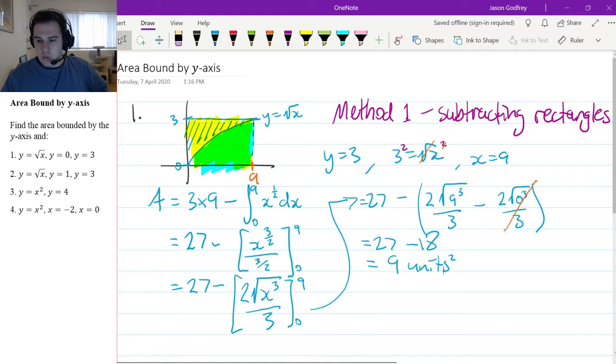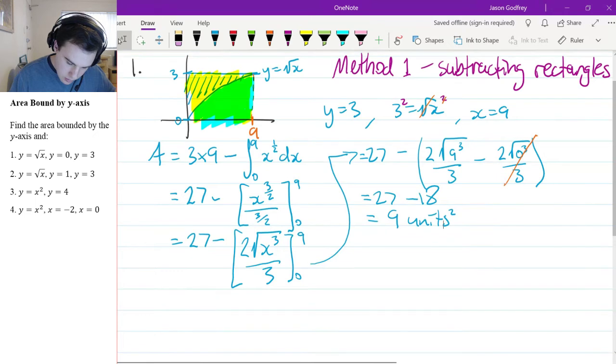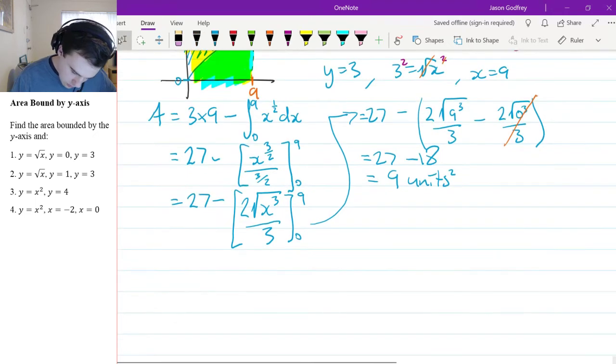Okay, so that was one method by finding a bigger rectangle and then subtracting an area bound by the x-axis, and the result was an area bound by the y-axis. So I'm going to do the exact same problem, so give me a second and I'll just redraw the diagram.